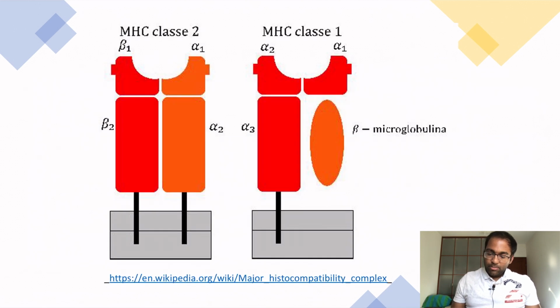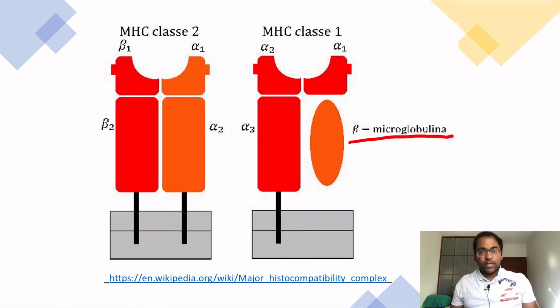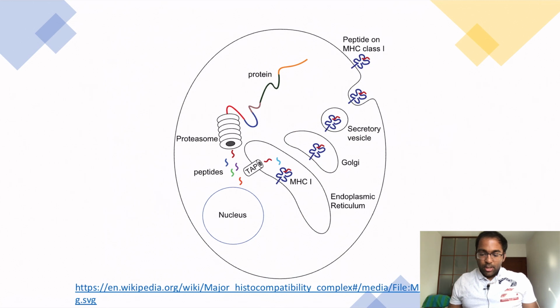So this is the beta-2 microglobulin chain in MHC class 1 that I talked about. Now this is a picture that shows us how the antigen is endogenously processed and shown in a cell that has an MHC1 receptor. Let's have a look at this. Let's imagine that this is a protein, and it is going to go through a molecule that is going to break it into pieces. That molecule is called a proteasome.